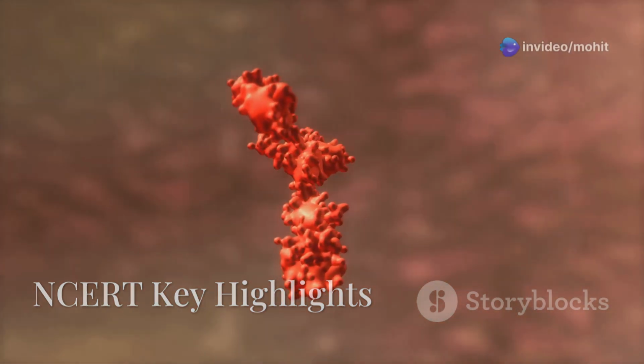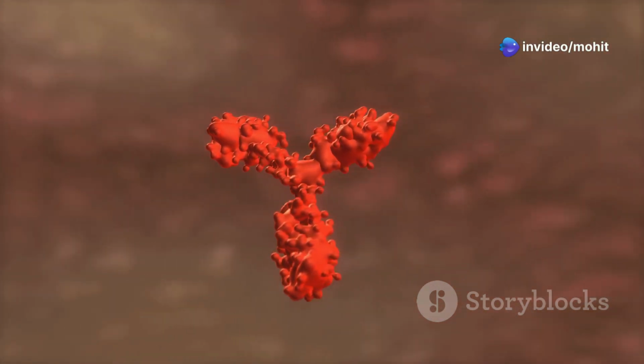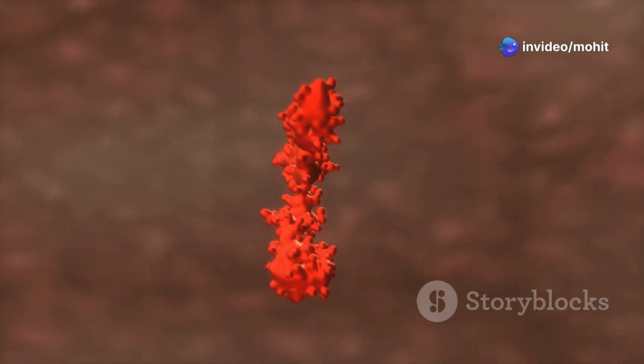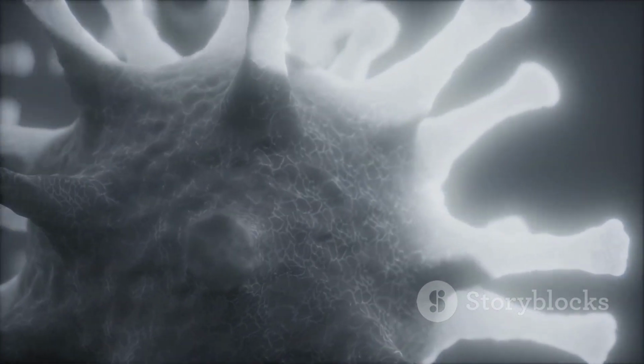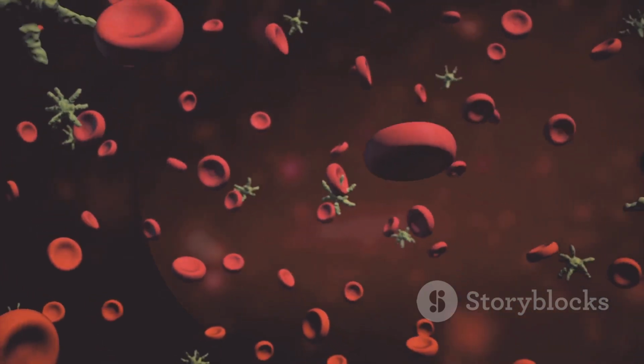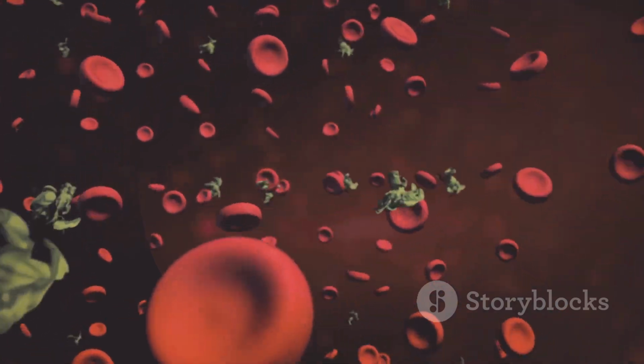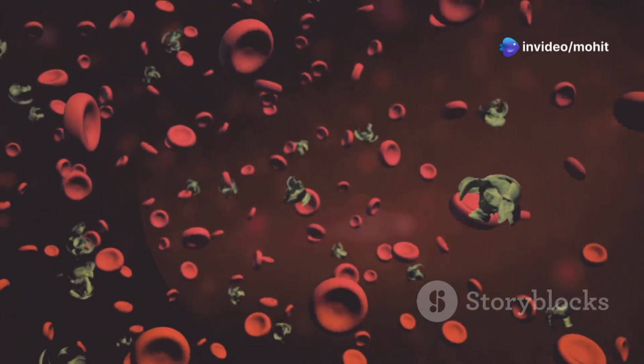NCERT key highlights. Antigens bind to antibodies at specific regions called epitopes. Each antibody is highly specific for its corresponding antigen. The immune system differentiates between self and non-self antigens to prevent autoimmunity.